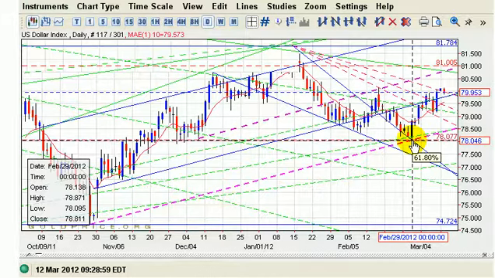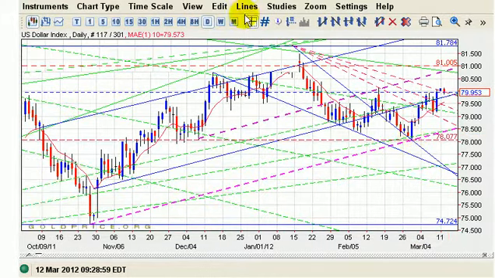market view report. That is why we have indicated here a trend line from the previous low of 74.72 and the 78.09 level as the trend line support.